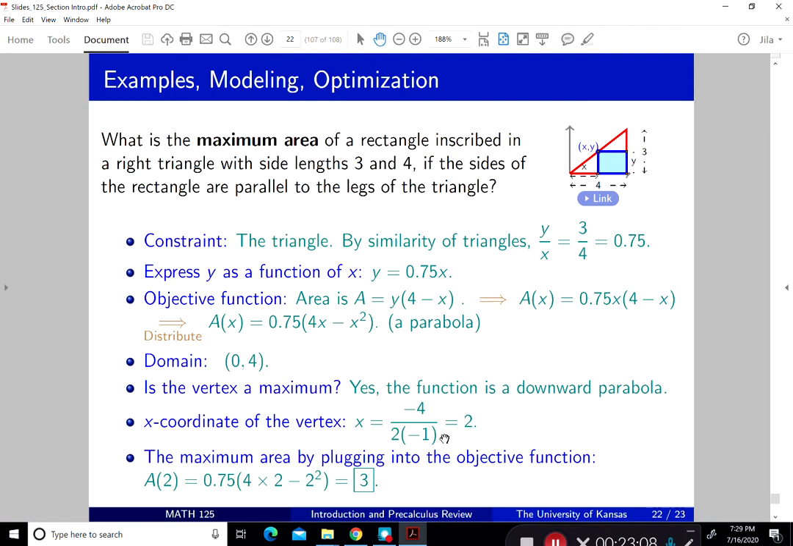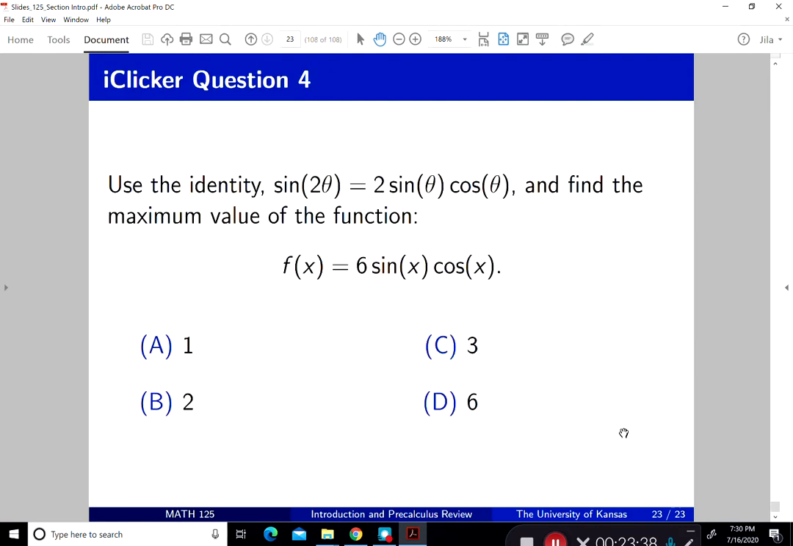So I plug that x back into the area function and I get 3. That's the maximum area. And so that was how we use the information that we have from the vertex of a parabola to maximize this problem. We will have other tools in calculus to find the maximum of other functions.